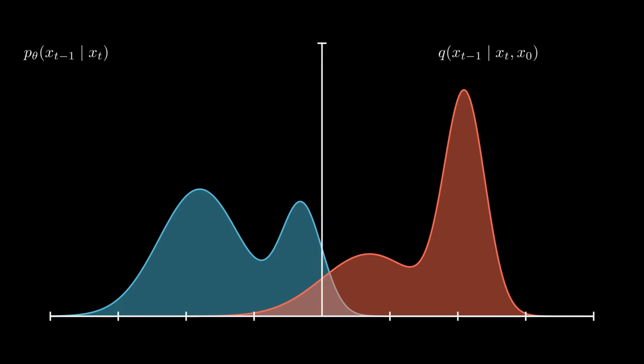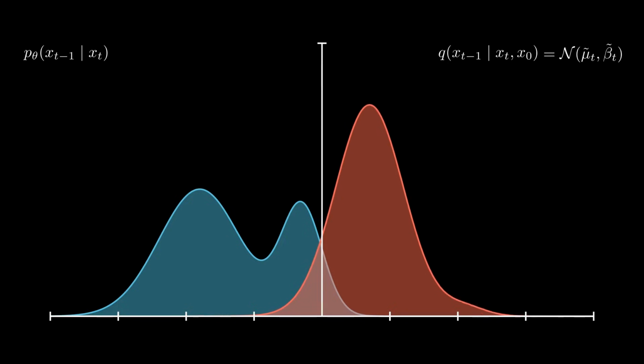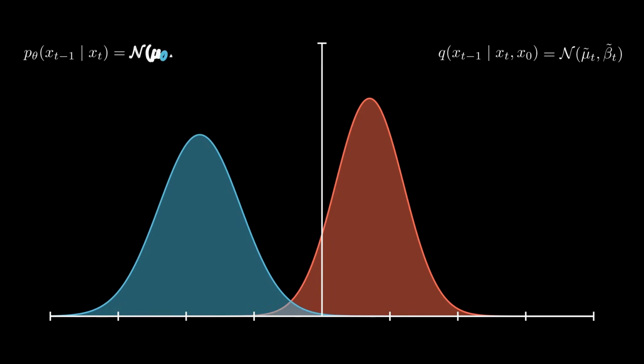Now, about the expression of this true posterior, I'll skip the derivations again because it's just some tedious algebra and Bayes' rule. In the end, it turns out that the true posterior is Gaussian with a mean mu tilde and a variance beta tilde. Alright, now we need to choose a form for our approximate posterior. Naturally, we'll make it Gaussian, and there are two reasons for that. First, there's a theorem that says the reverse of a Gaussian Markov chain is also Gaussian, so choosing a Gaussian makes sense. And second, everything is just simpler when working with Gaussians.